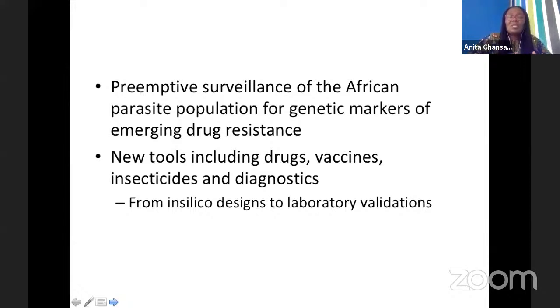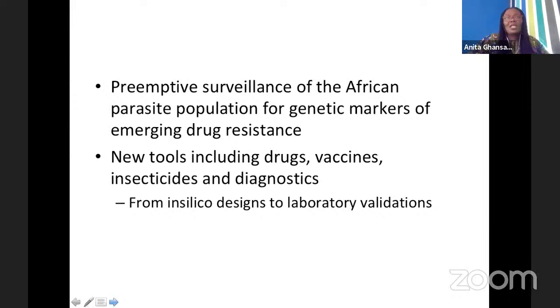We also need preemptive surveillance of the African parasite population for genetic markers of emergence of drug resistance. Apart from just tracking the genes, variants, or mutations that have been identified as functional for ACT resistance, there are signs that we may have different mutations apart from what has been established in the greater Mekong region. So it's important to look for what is linking drug resistance in the greater Mekong region.